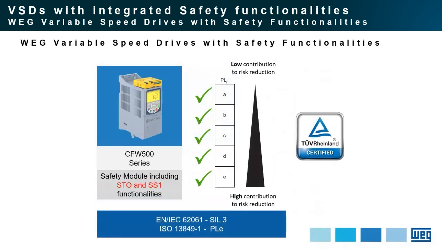Additionally to the CFW700 and the CFW11, WEG has the CFW500 with the safety features. The CFW500, including the safety module, has the STO and the SS1 functionalities. The CFW500 series complies with the highest performance level available in the market and required by several machines. It means, according to the IEC, it complies with safety integrity level 3, and according to the ISO standards, it complies with performance level E, the PLe.